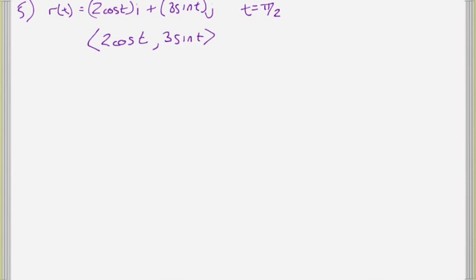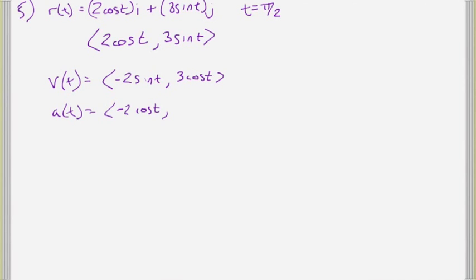Then part B wants us to find some things. We want to find the velocity. The velocity vector, if r is position, would be the derivative of each component. So that's negative 2 sine of t and 3 cosine of t. And the acceleration would then be the derivative of velocity, so negative 2 cosine of t, negative 3 sine of t.